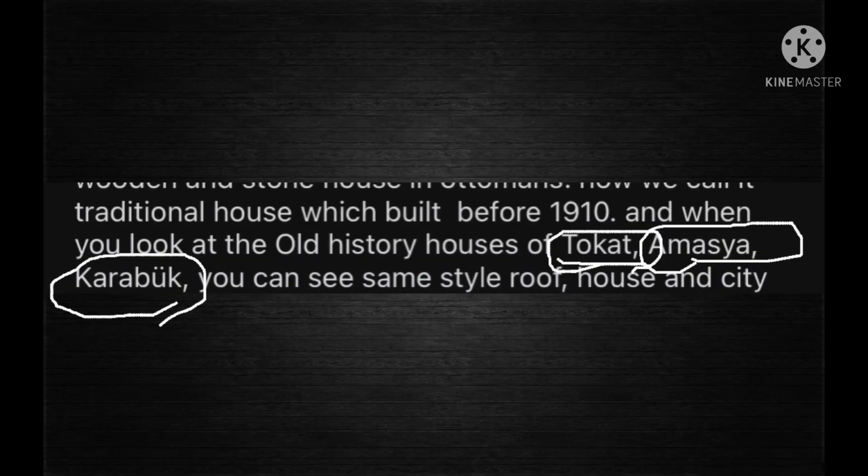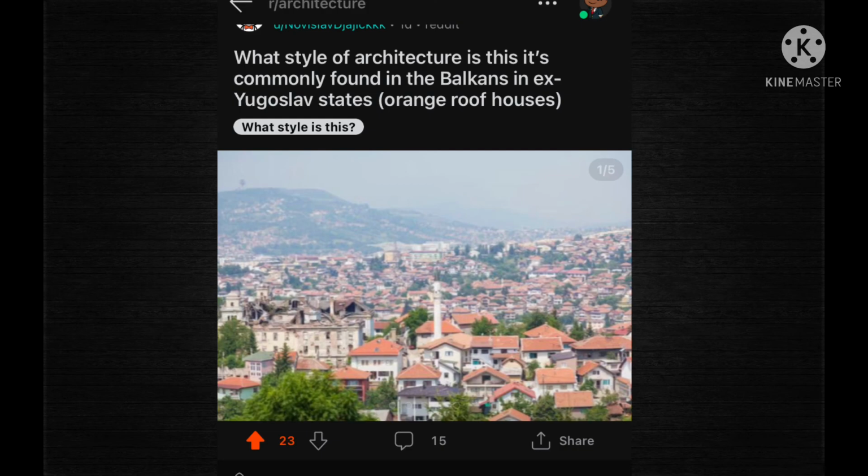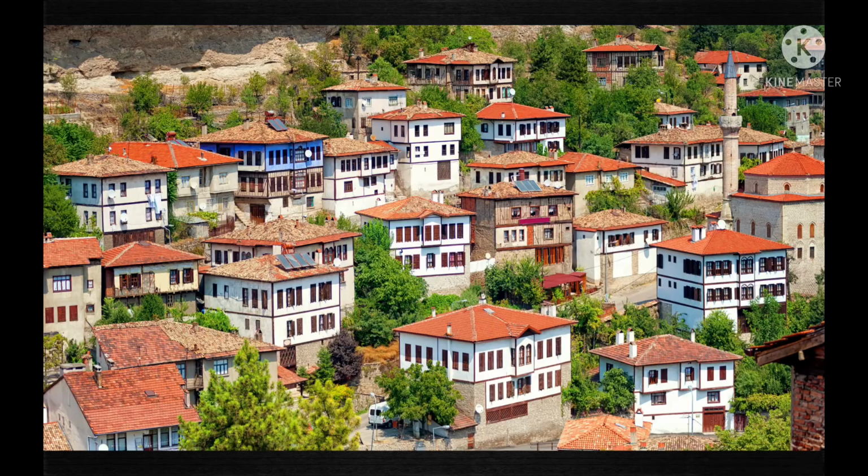I'll just put the names up on the screen from a Reddit post I made, and somebody commented on it. I was asking about the same type of architecture found in the Yugoslav states. I'm going to give credit to that person as well when I put their name on the screen. But yes, that architecture was found in those regions when they brought that style there.